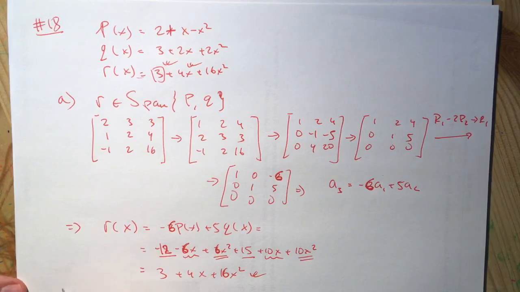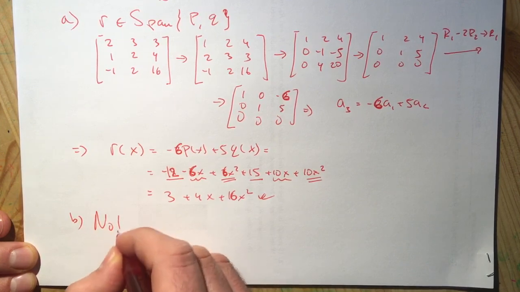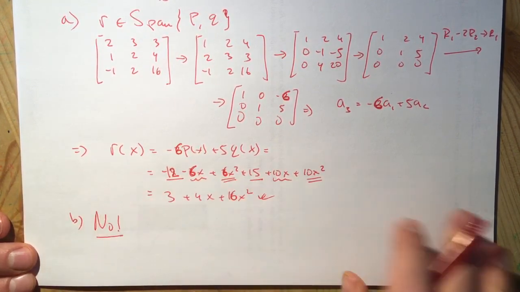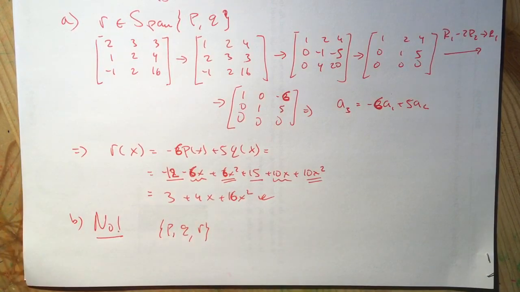Okay, and now part B. Part B is, let P2 be the vector space of all the polynomials of degree at most 2. Is P of x, Q of x, and R of x a basis for P2? The answer is no. Why? Because in order to create a basis, these three vectors P, Q, and R must be independent, but as we have shown in part A, they are not independent, they are indeed dependent.